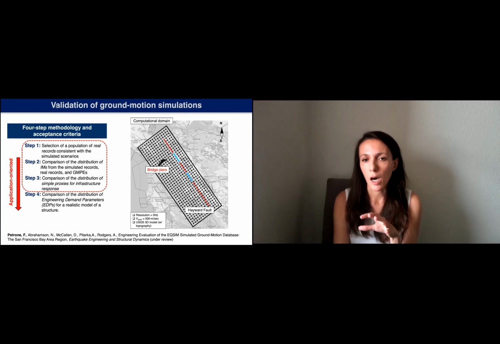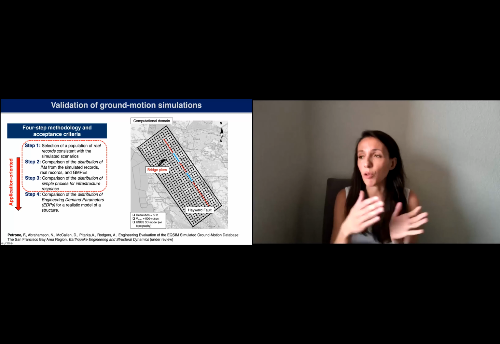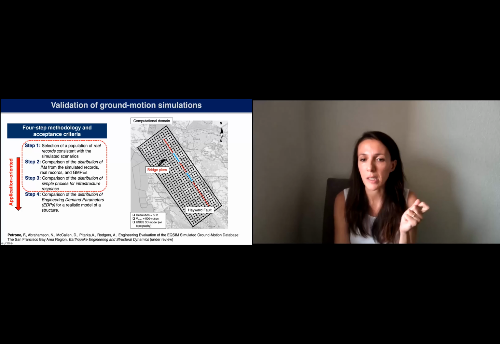Here in this figure, the triangles represent the stations, the sites at which the three components of the ground motions have been extracted. Here the squares represent the location of the piers of the bridge. Whereas this red line running across the domain represents the Hayward fault, which for this study is the causative fault.